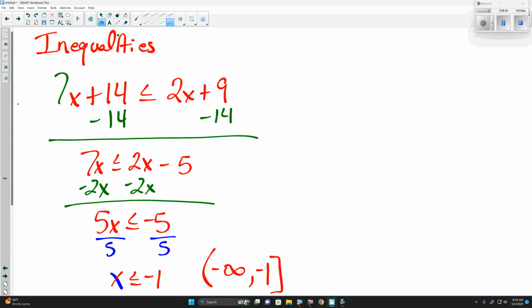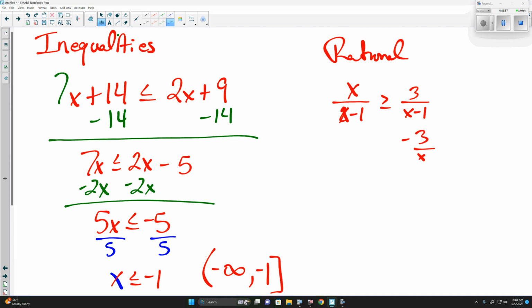For rational inequalities, the main thing I will say is just get it on the same side and then solve from there. Add them together and then see what's going to make the numerator be 0. Just get them on the same side of the equal sign.